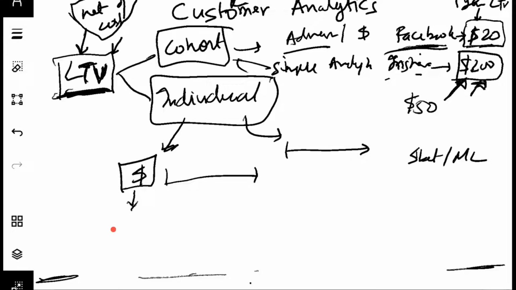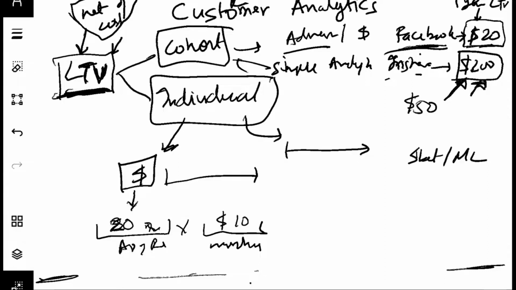Sometimes it's broken down into two parts, which is the average retention times the monthly value. So that's another way. It's a model where the average retention, for example, for somebody may be 20 months, and then the monthly value they generate is $10. So their 2-year LTV might be $200, right? So these are two broad ways. In the individual one, you can often model it either as a single value or breaking it down into two parts, and each of these can have its own model.